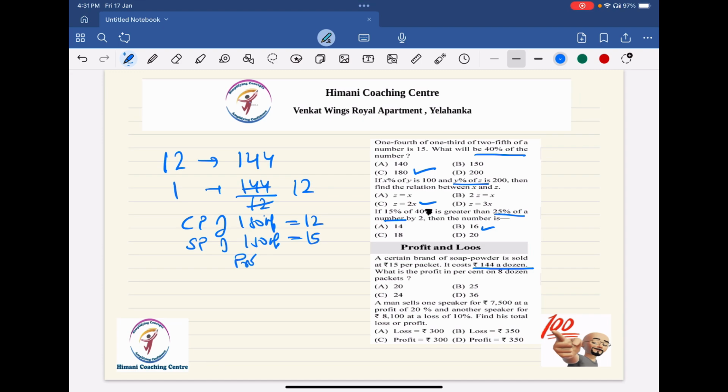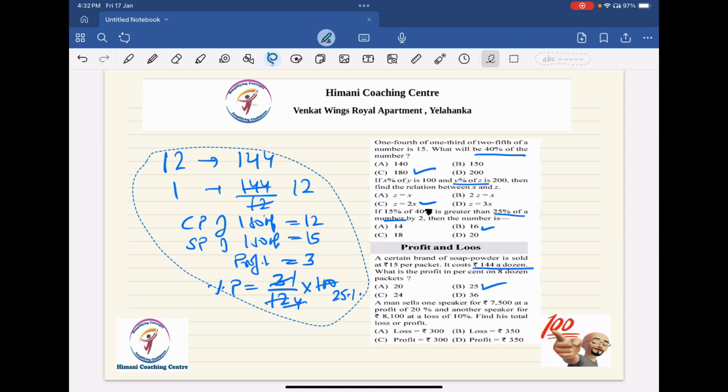So what is the profit here? Profit is 15 minus 12, 3. So what is percentage profit? That is profit by CP into 100, which is 3 by 12 into 100. Now 3 ones are 3, 3 fours are 12, and 100 divided by 4 is 25%. So that is our answer.